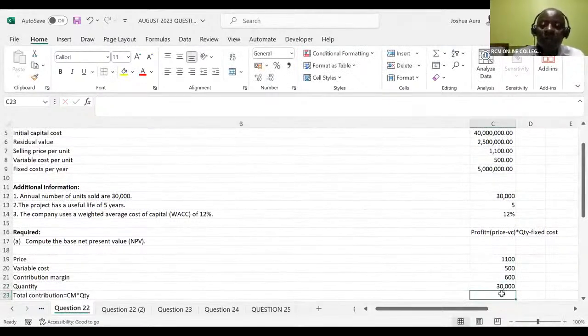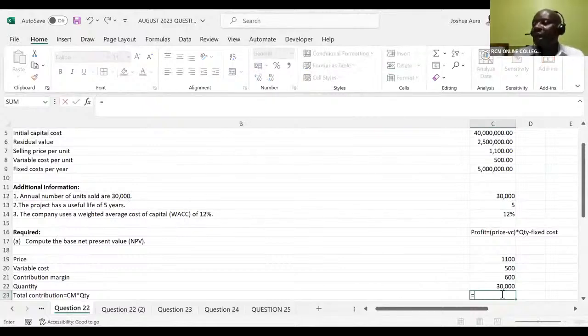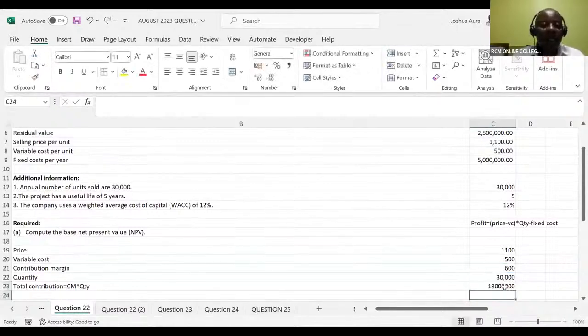total contribution by saying equals. You pick the contribution per unit that you have, and then you say times the quantity that is there. You're simply progressing. So come here and say enter. When you say enter, ladies and gentlemen, you are able to see something interesting there. Now you have what we call total contribution.